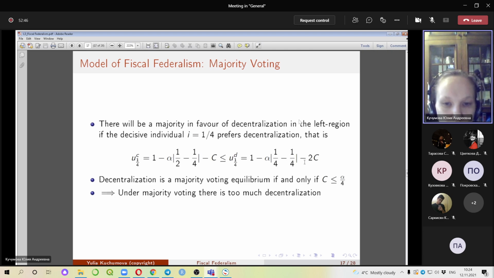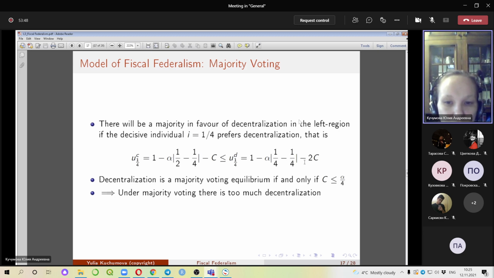For that, we compare the utility of this person under centralization, which is 1 minus alpha multiplied by the absolute difference between 1/2 and 1/4, where 1/2 is where the public good is located under centralized provision and 1/4 is the position of this individual, minus cost c. This should be less than or equal to the utility of this person living at 1/4 under decentralization, which is 1 minus alpha multiplied by the absolute difference between 1/4 and 1/4, minus 2c. If you simplify this inequality, decentralization is a majority vote in equilibrium if and only if cost c is less than or equal to alpha divided by 4.